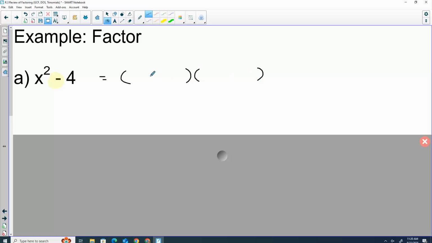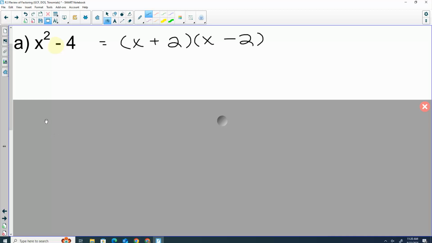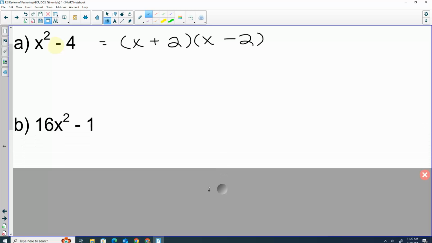So two parentheses, a positive and a negative. X squared, so each one gets an x. The square root of 4 is 2, so x plus 2, x minus 2. And just like the greatest common factor problems, how would you check yourself? FOIL it out. All right. What about this one?